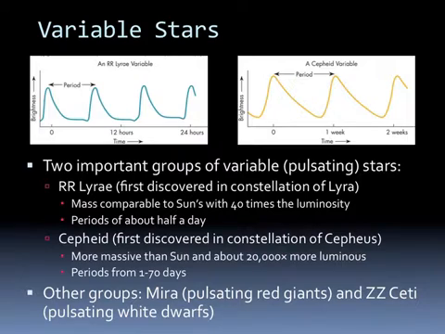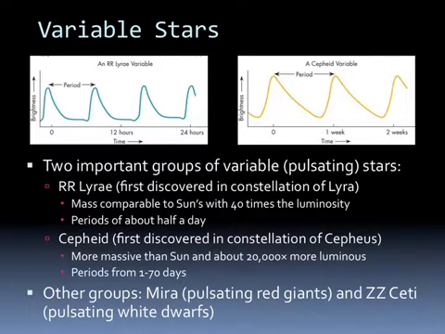Now, two important groups of variable or pulsating stars here are RR Lyrae, which was first discovered in the constellation Lyra, and that has a mass comparable with the Sun's but 40 times the luminosity, and have periods of about half a day. And when we were talking about variable stars before, we mentioned the Cepheid variables, first discovered in the constellation Cepheus. More massive than the Sun, about 20,000 times more luminous, so we can see them from further away. And they have periods from 1 to maybe 70 days. The Mira variable stars are pulsating red giants, and the ZZ Ceti are pulsating white dwarfs.